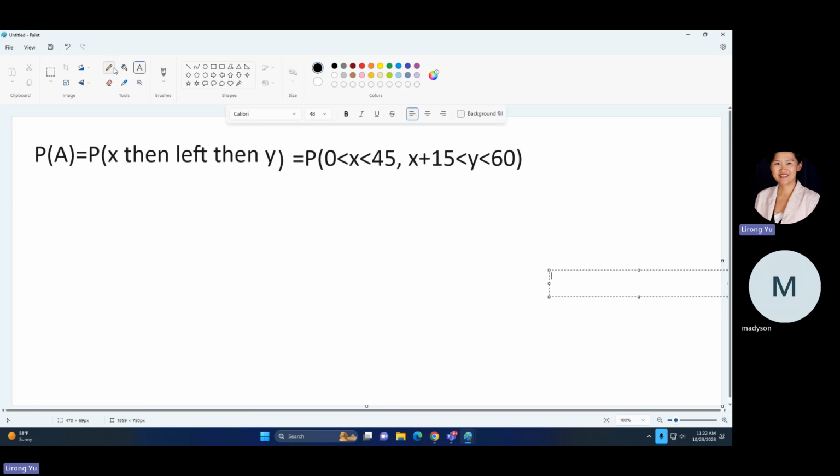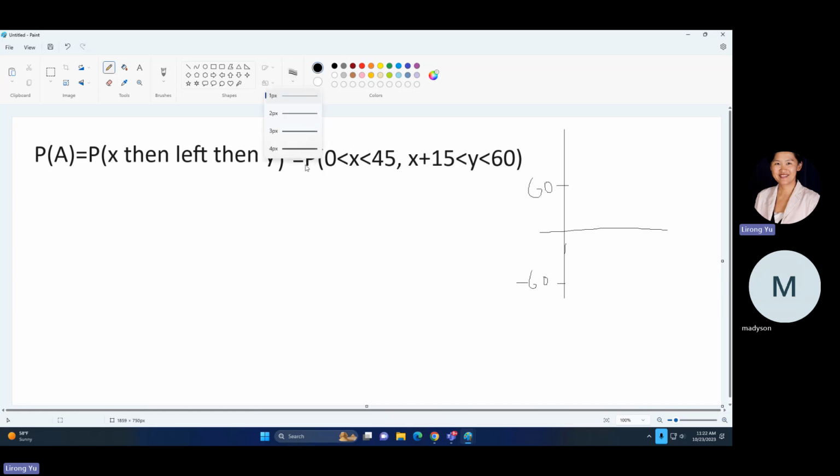So I prefer having a two-dimensional view of it. If you look at it originally, we have 60 and we have negative 60. I guess I should try to make it more visible. And then we have positive 60 here. So this is really the domain of the bivariate density function. X is between 0 and 45, so we put in a boundary. What's 45? 3/4 of the 60. So 45 is right here.